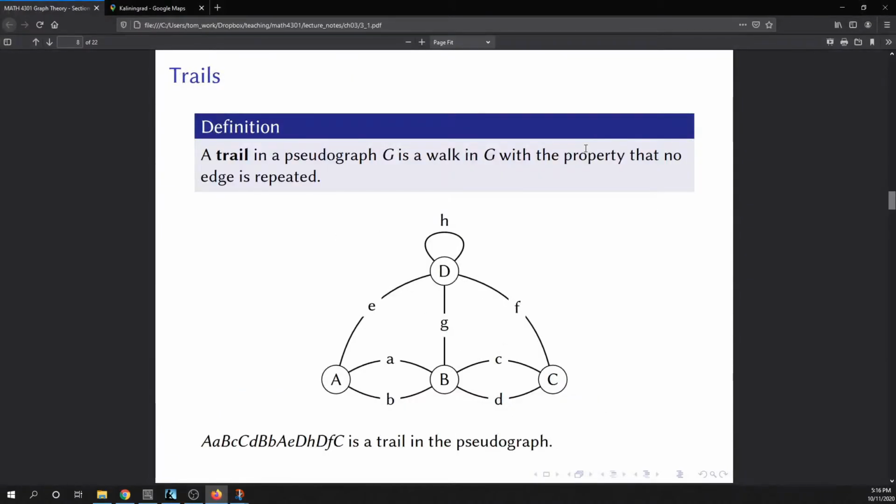Okay, so next up is a trail, and you'll notice that these conditions get a little bit more restrictive as we go on. So a trail in a pseudograph G is a walk in G with the property that no edge is repeated. Okay, so let's take a look at a trail, and the main difference, right, is we can't repeat edges.